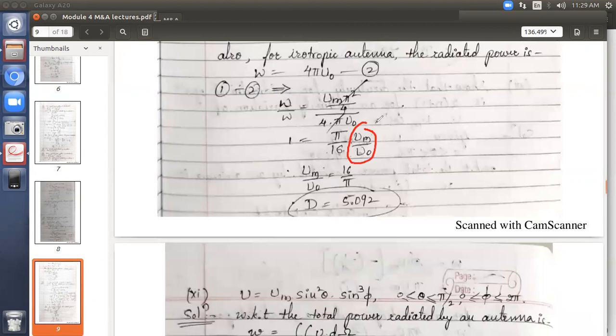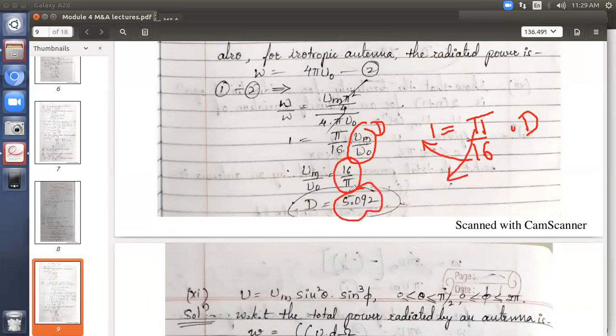So what is Um by U naught? It is D. So how does it look? 1 is equal to pi by 16 into D. So what is D? D equals, take 16 to the other side, pi to the denominator. It will be 16 by pi. You will get 5.092.